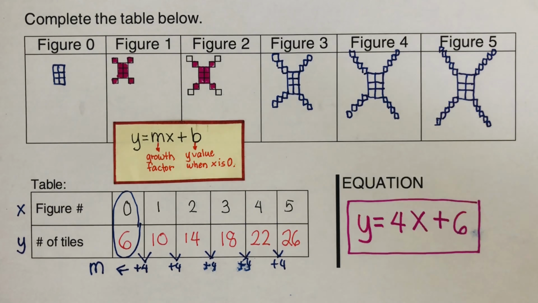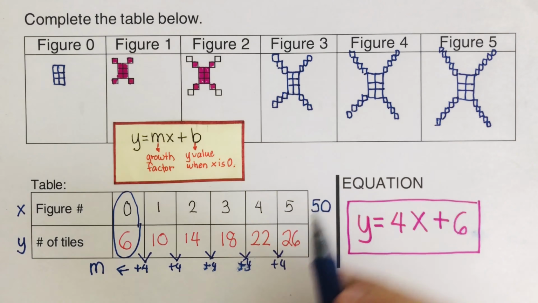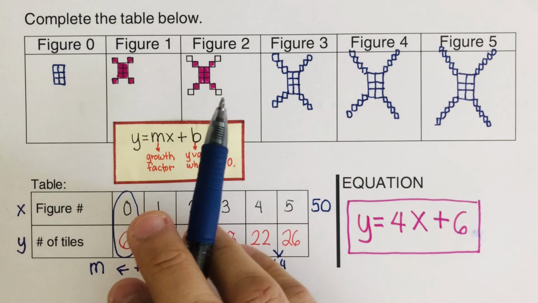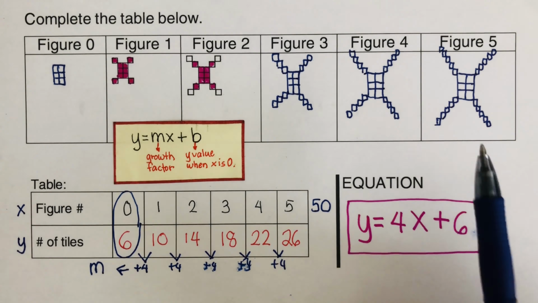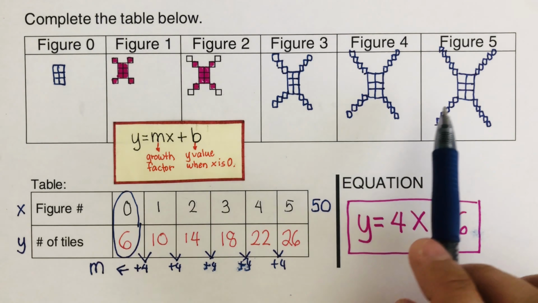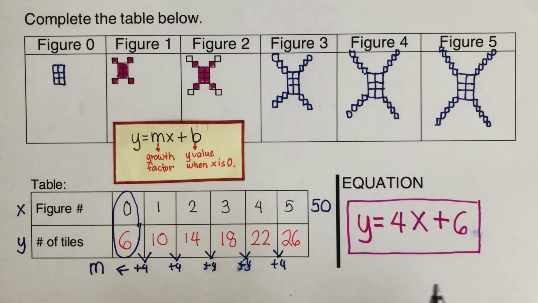So if I were to ask for the 50th figure, figure number 50, you could draw it, but it will take you a lot of time. You're not going to be saving time drawing figure 6, 7, all the way to 50. That's going to be a lot of work. The equation is going to help us figure that out really quickly.